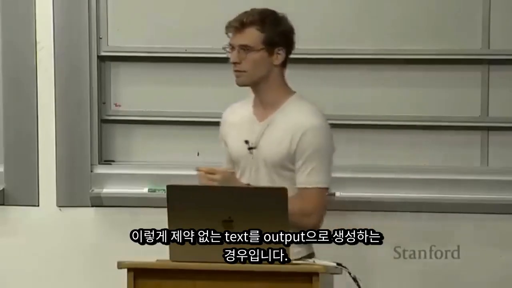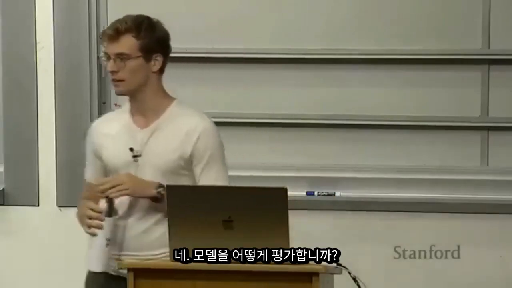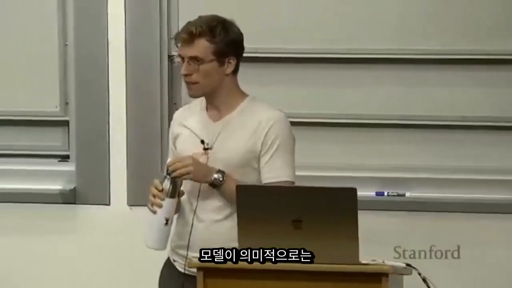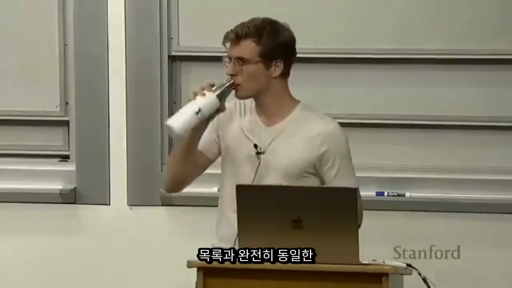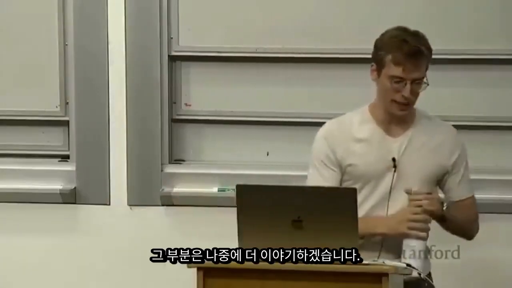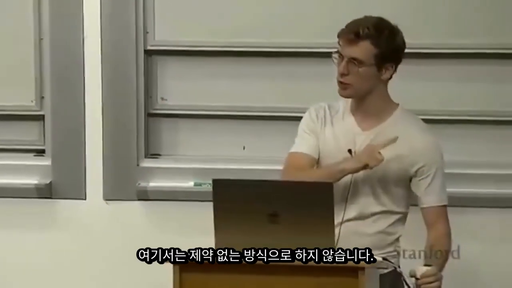Yes? Given that we're creating this unconstrained text as the output, how do you evaluate a model if it gives something that's semantically completely identical, but is not the exact tokens that you expect? Yeah, that's a great question. I'll talk more about that later. Here in this case, we don't do unconstrained.